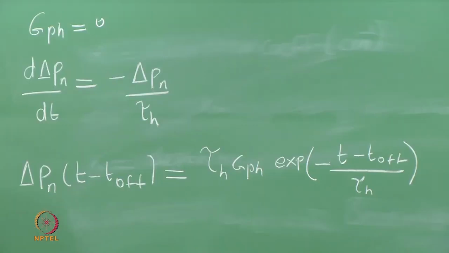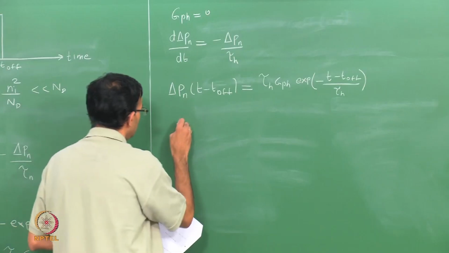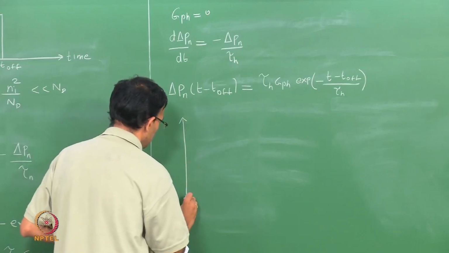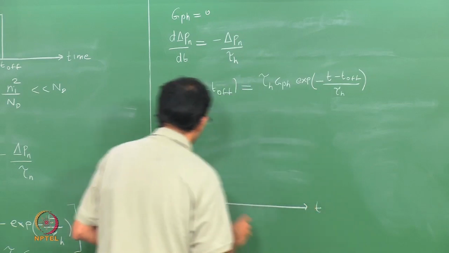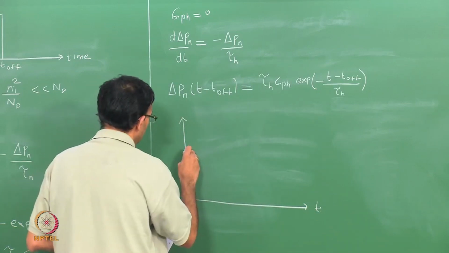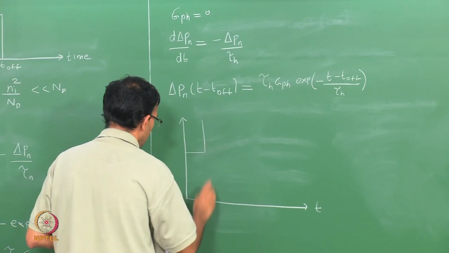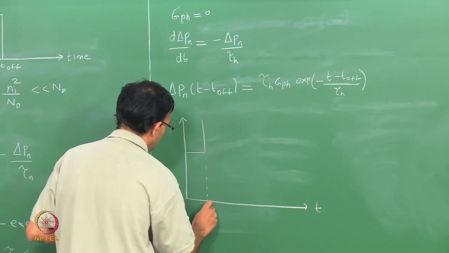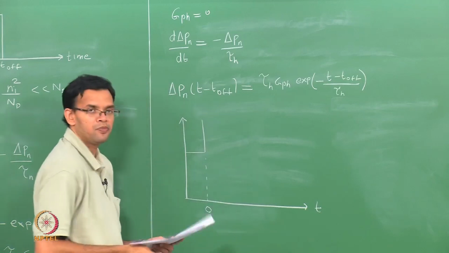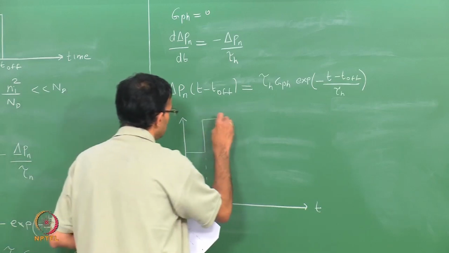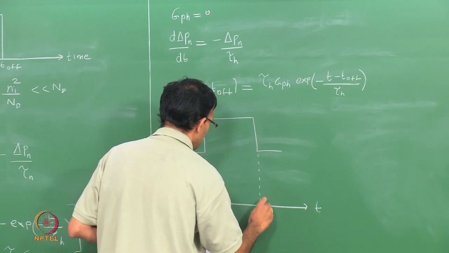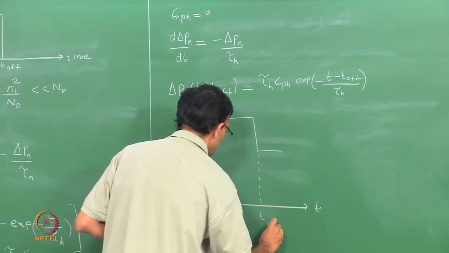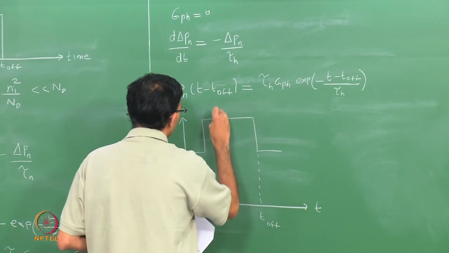So this information we can put together and plot. So this is time. So we will first replot the light. So we said that at time t equal to 0 we turn the light on, and at time equal to T off. So this is your illumination.